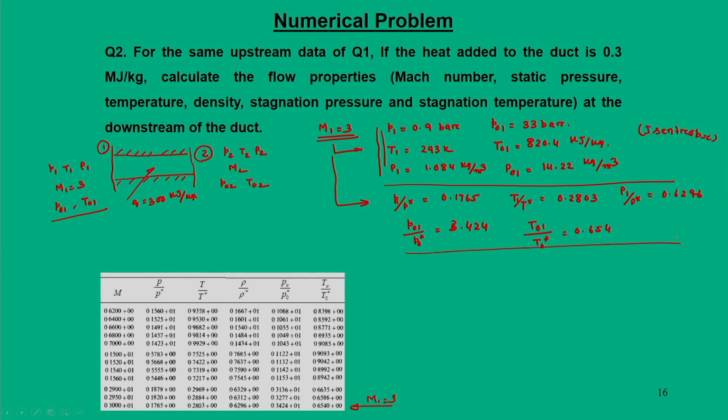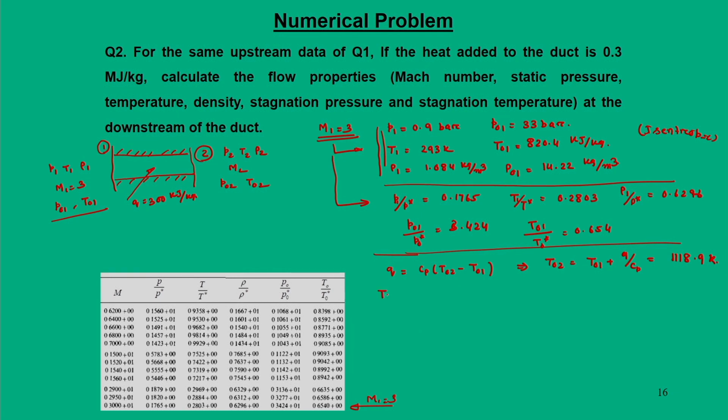but what is actually added is 300 kilojoule per kg. So, now I can write Q is equal to Cp times T naught 2 minus T naught 1. So, this will give you T naught 2 is equal to T naught 1 plus Q by Cp, and that number I can find out: 1118.9 Kelvin.